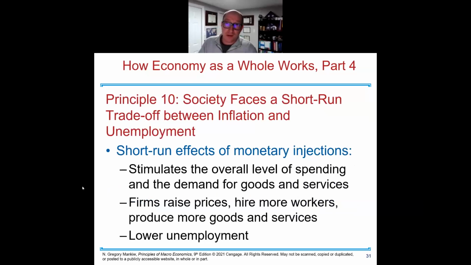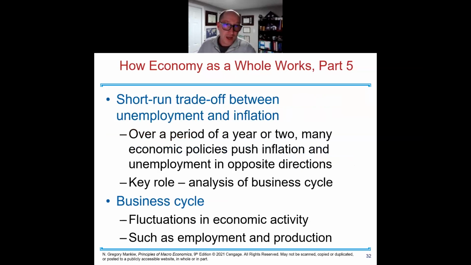And principle 10 is when society faces a short-run trade-off between inflation and unemployment. This used to be true. It's still true for this course, but the way this works is when inflation is high, unemployment is usually high. When inflation is low, unemployment is usually low in the short run. In the long run, things tend to even out over time. It flattens out. And the last part about this is business cycles fluctuate with economic activity.